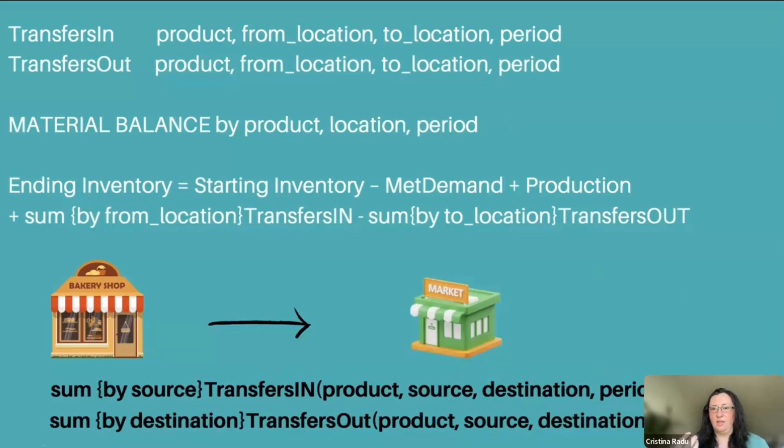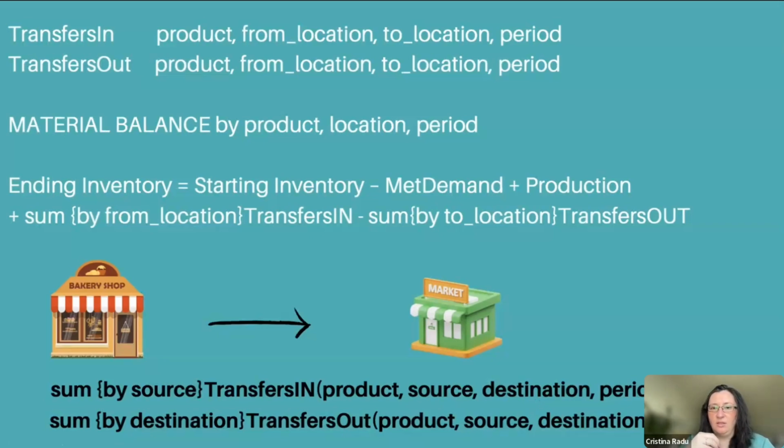So you are the destination. So you write the constraint on the destination and you sum all the other quantities coming from the other sources in the network. And then the transfers out is the other way. Transfers out means you are the source. So if you transfer out from one location, it means that location is the source.